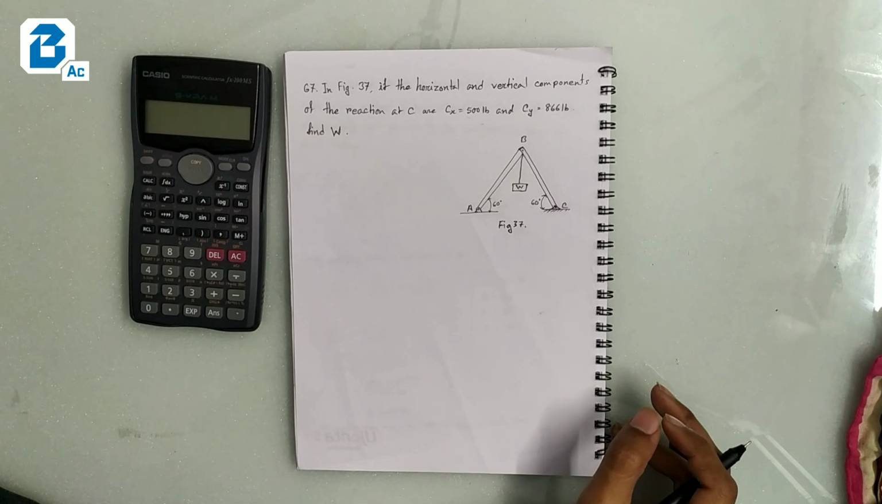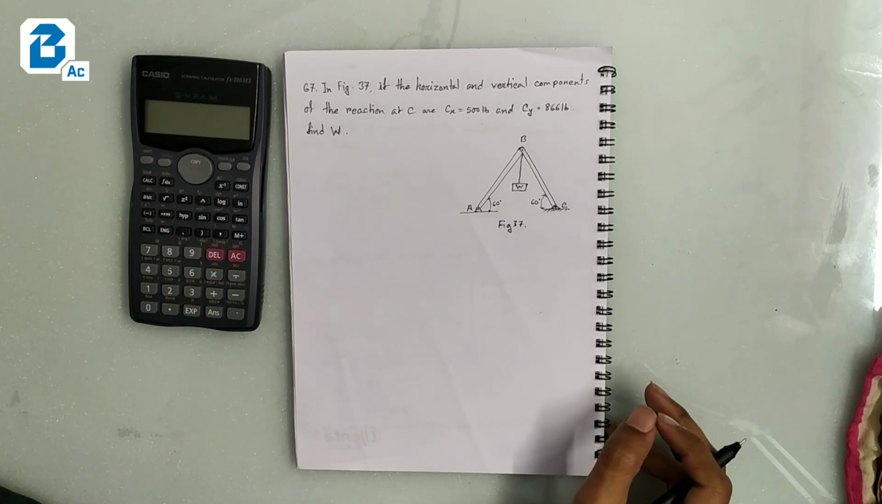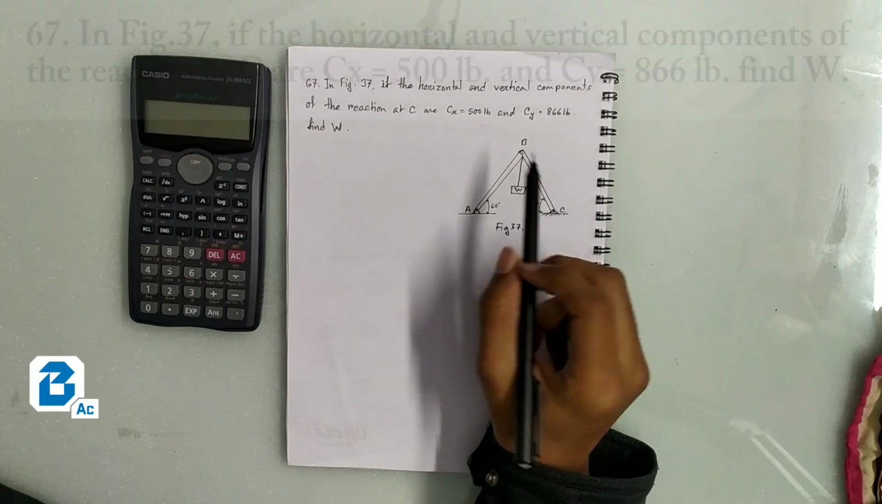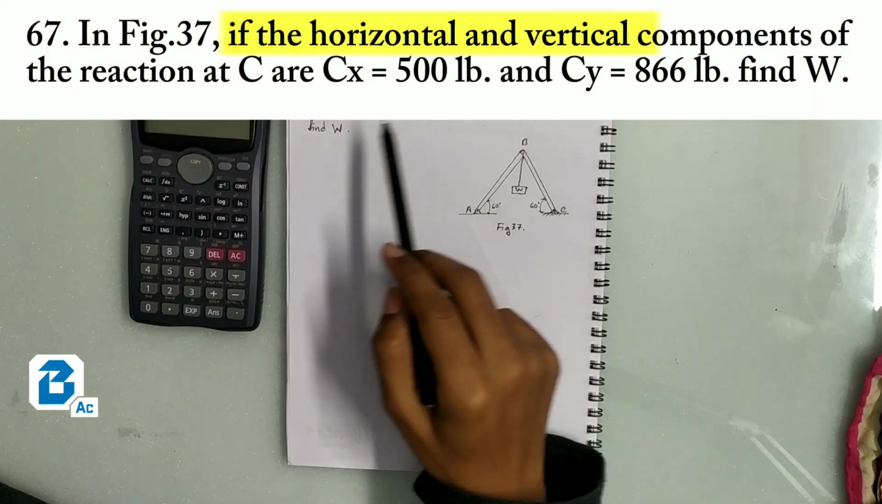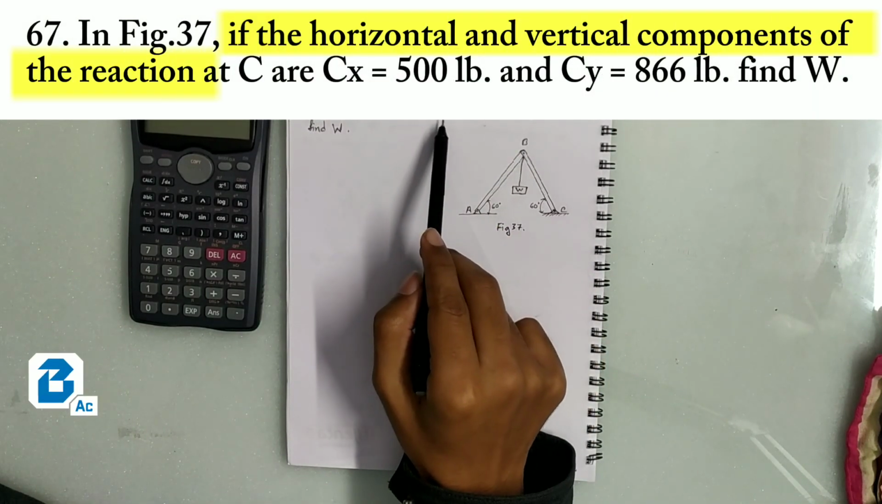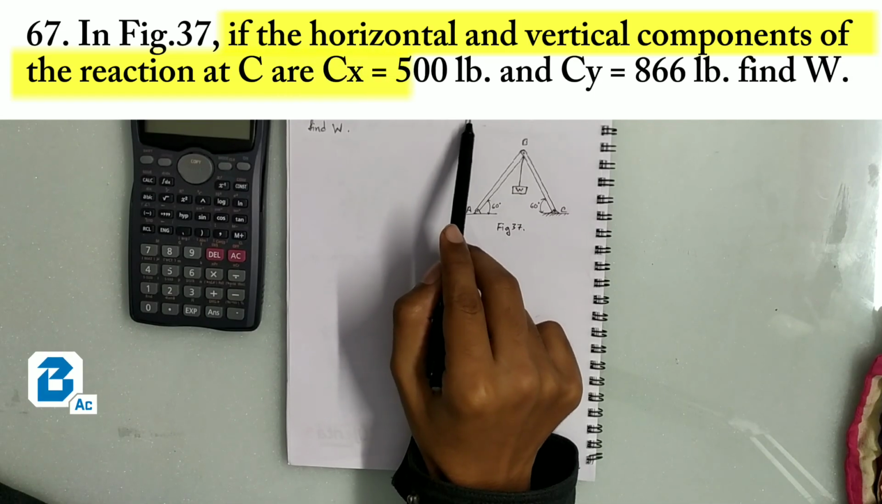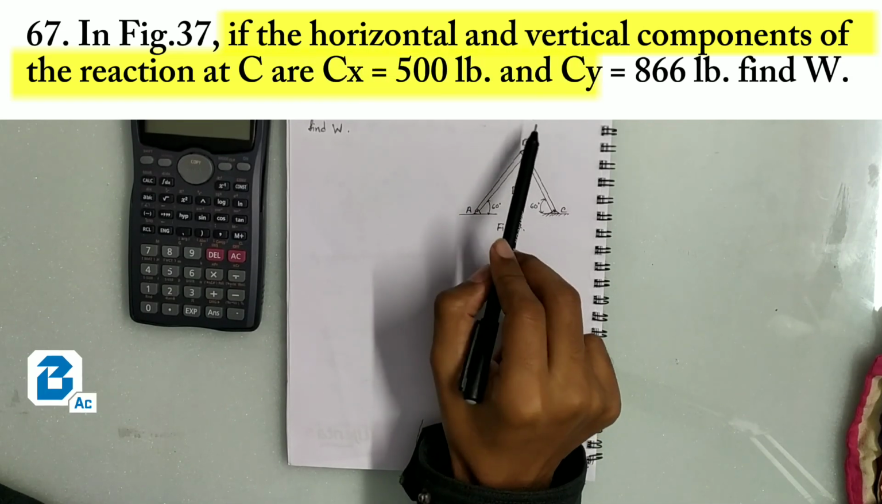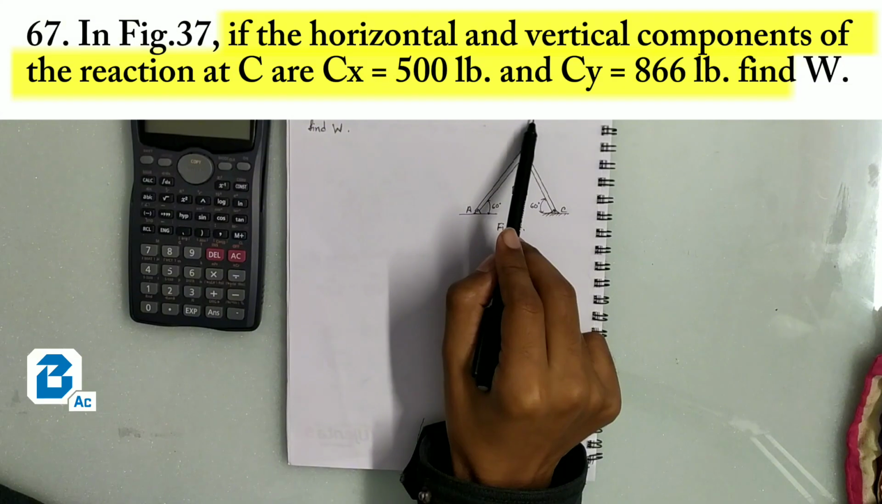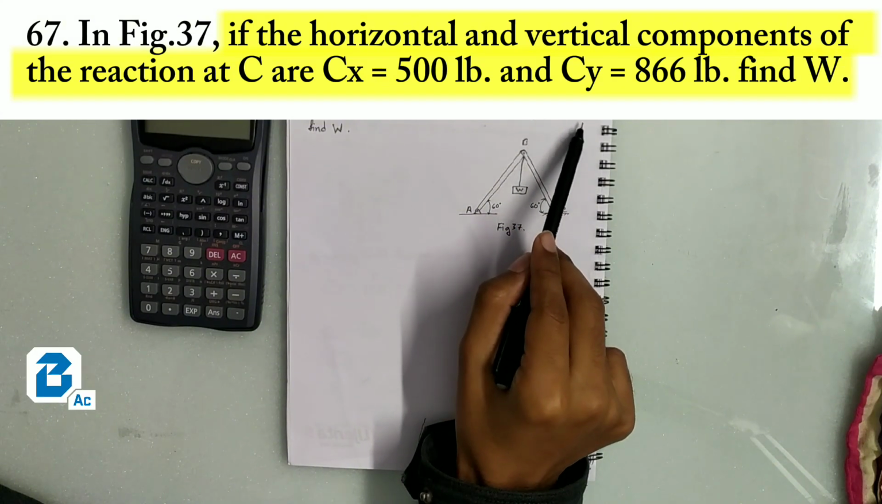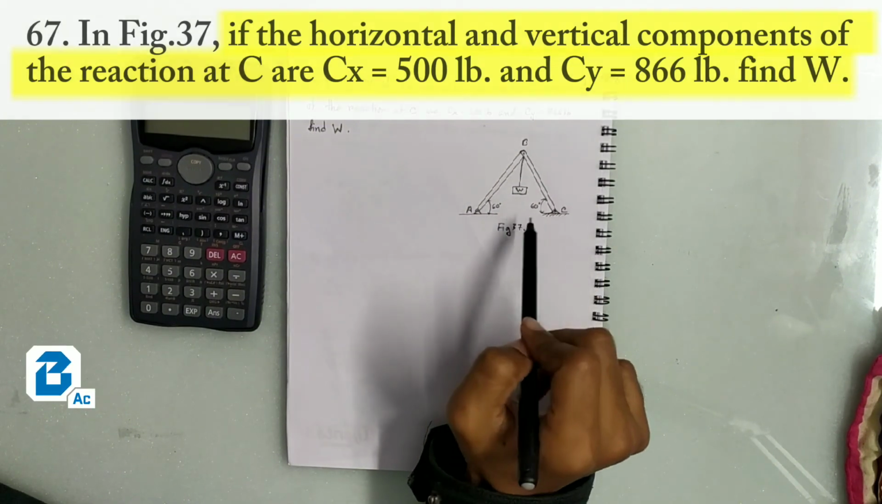Hello everyone, today we will solve another equilibrium problem. The problem here states, in figure 37, which is this one, if the horizontal and vertical components of the reaction at C are: C horizontal component is 500 pound and C vertical component, which is y axis, is equal 866 pound. We have to find the W.